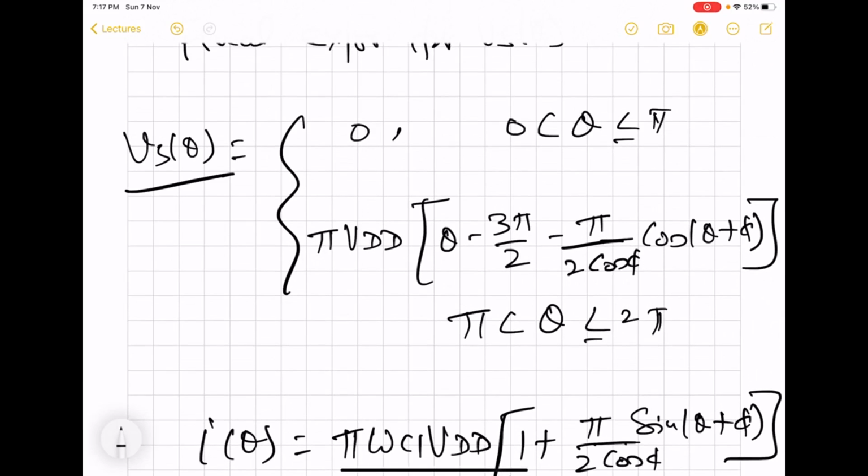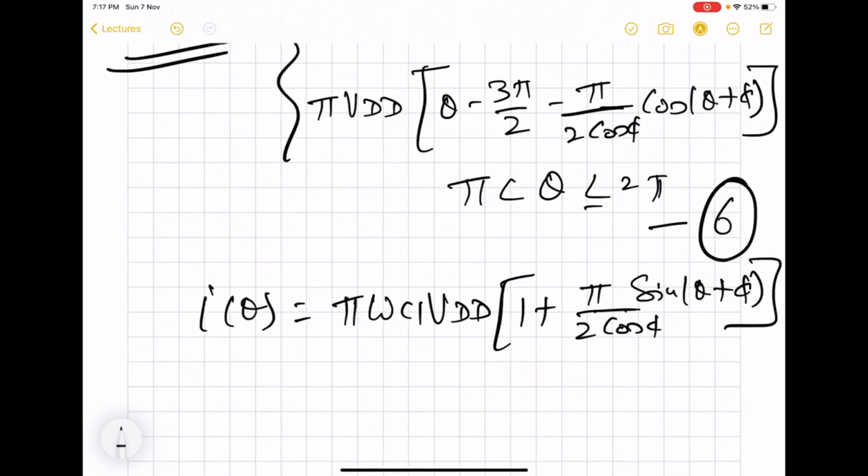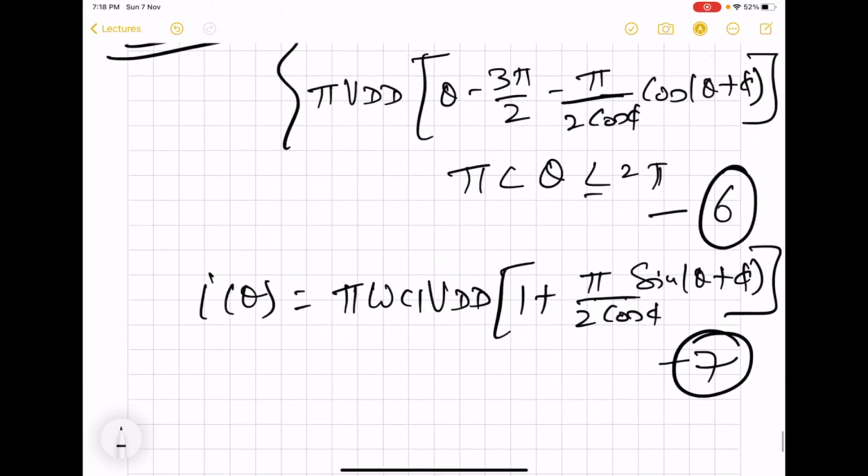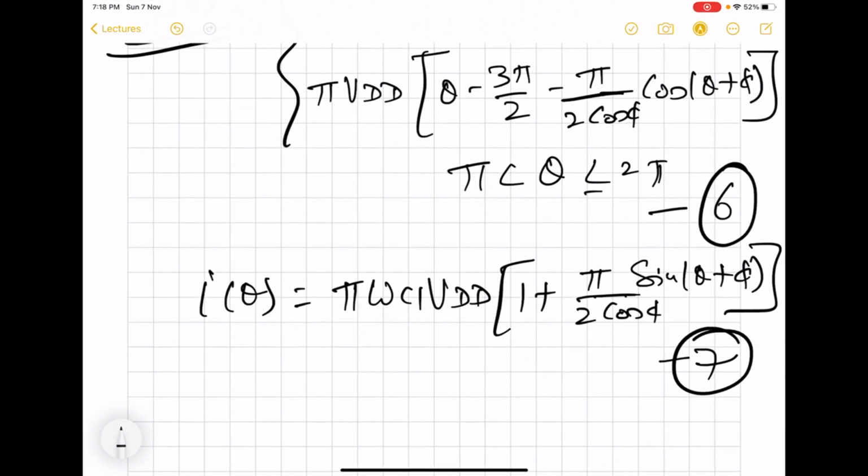So once we know this expression for V switch, we can go ahead to find out the various powers and the maximum and minimum value of switch voltage and currents, which we'll do in the next class.